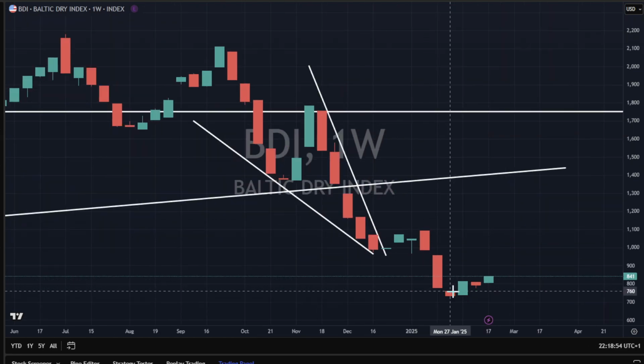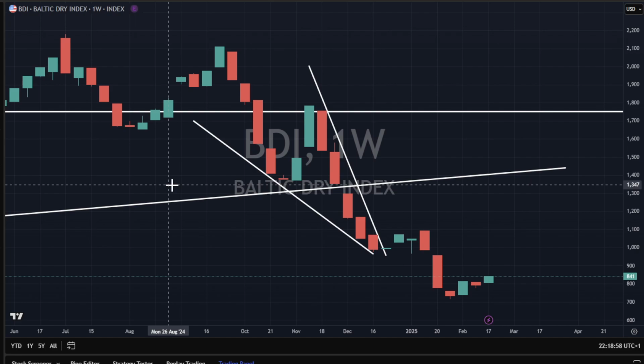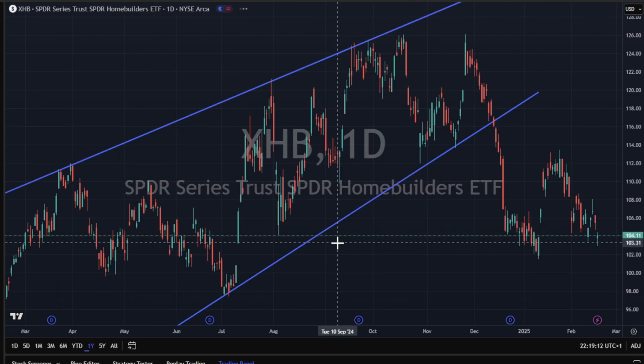That was yesterday. It looks like it's trying to bottom and work its way on up. I think there's going to be strength in the Baltic Dry Index. We're coming into, I think, seasonality for shipping somewhere around here. But we're at a real low price, and it's trying to bottom here. Looks good. XHB down 1.3%.